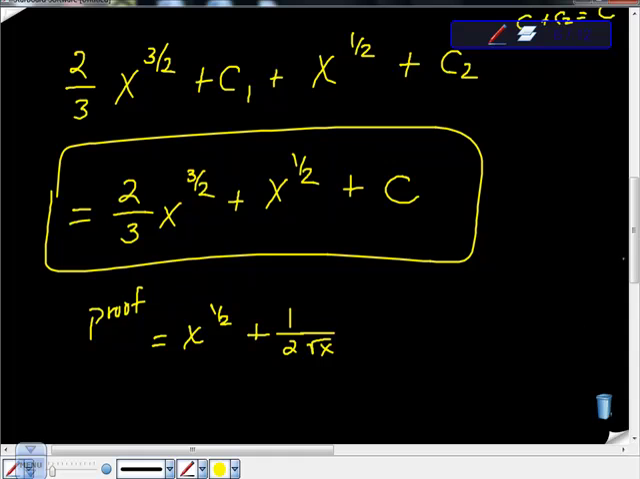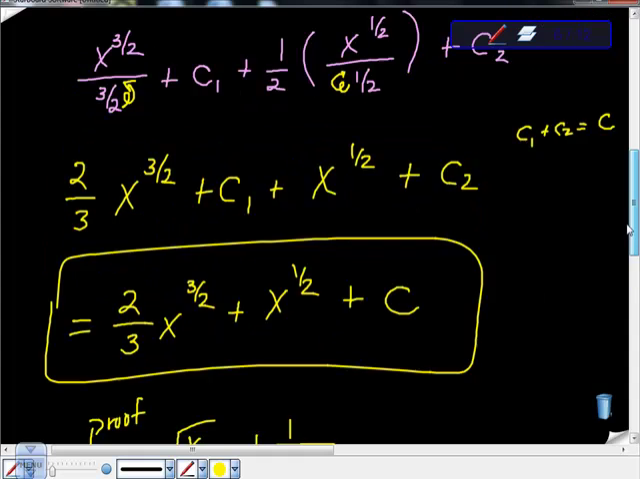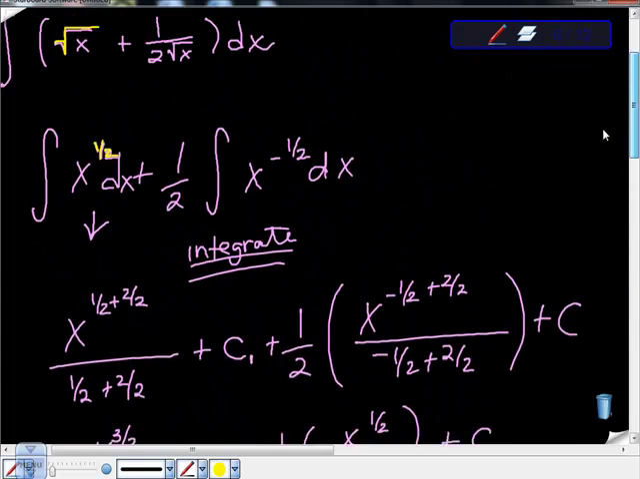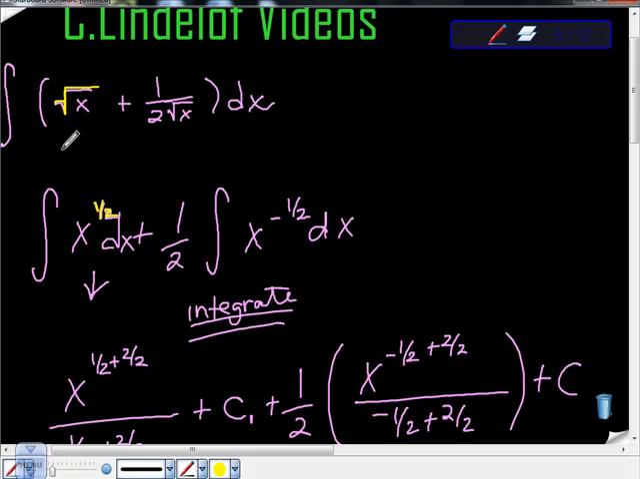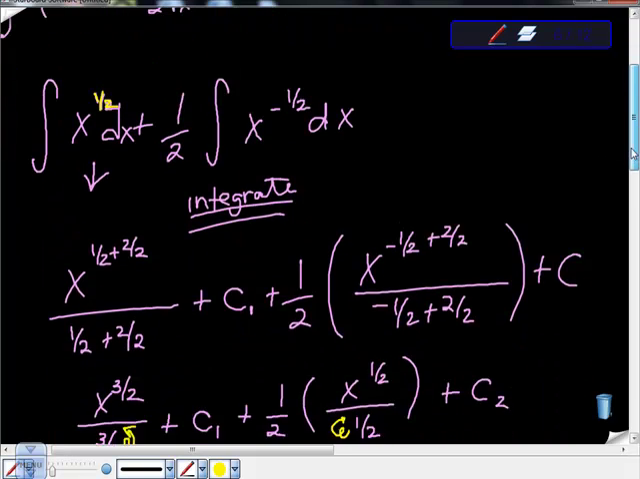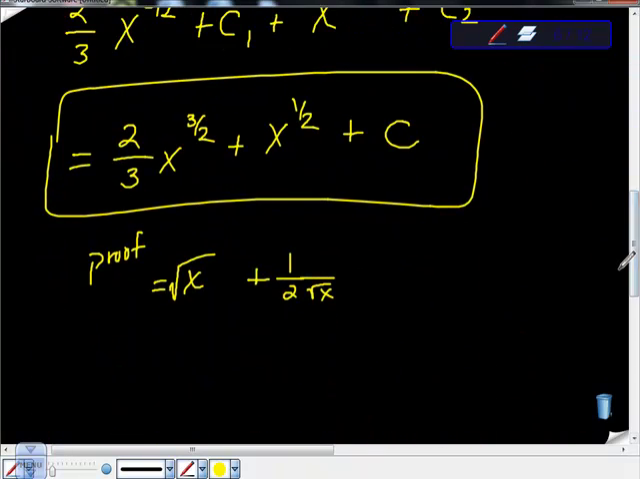So is this where we started? So remember, x to the 1/2 is the square root of this. So is this what we started with up here? And hopefully it is. And there it is right here. All right? So that would be my proof through differentiation.